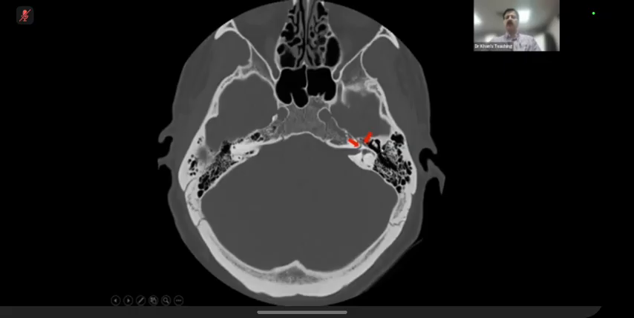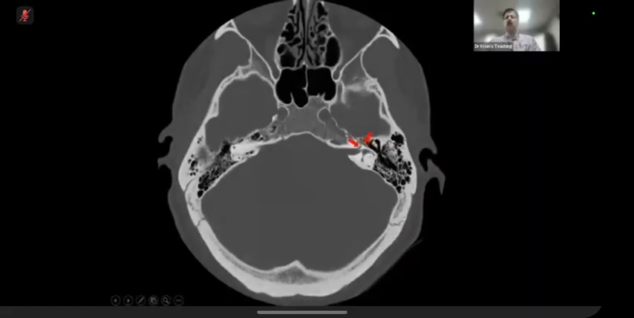This is what we call epitympanum. And you can see this hourglass appearance. This is known as aditus ad antrum. This is the epitympanum. This is known as aditus ad antrum. And this is the mastoid antrum. And these are the mastoid cells.